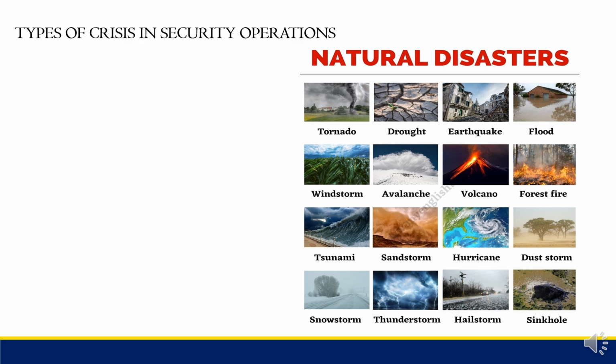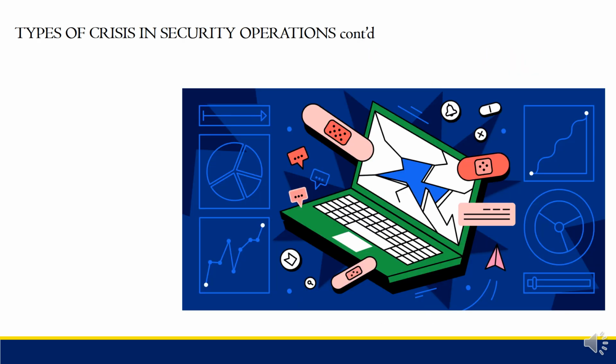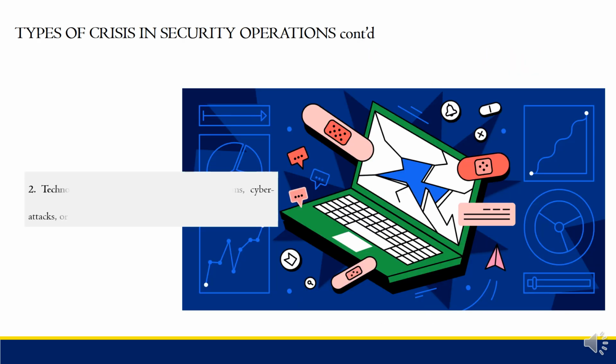Types of crisis in security operations. 1. Natural disasters. Events such as earthquakes, floods, hurricanes, and pandemics that can disrupt operations. 2. Technological crisis. Failures of critical systems, cyber attacks, or infrastructure breakdowns.